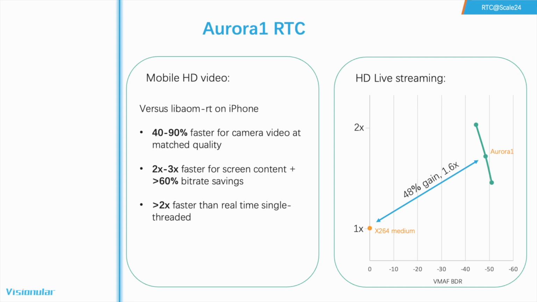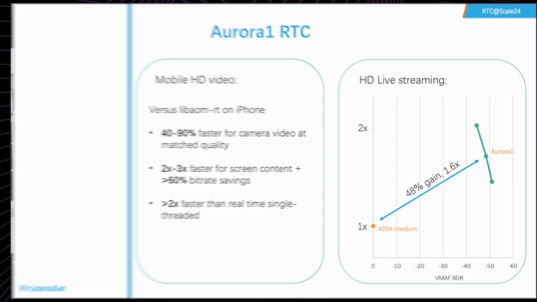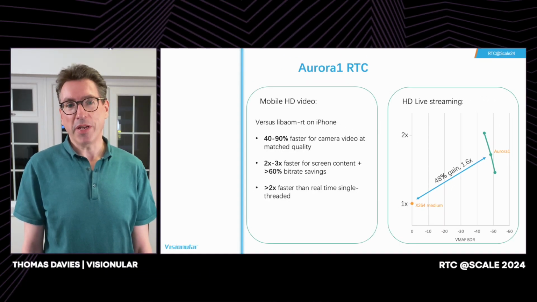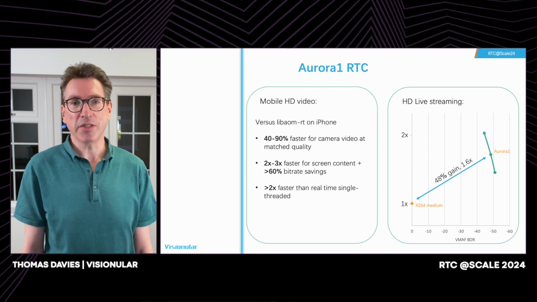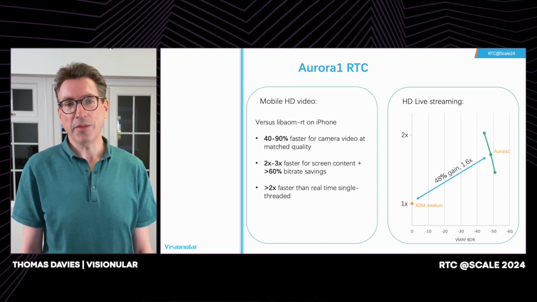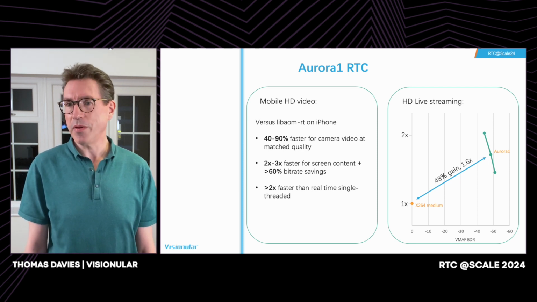Then for video calling, we implemented our encoder on the iPhone, on an iPhone 12 in fact, and we found that we could go 40 to 90% faster if we matched video quality, but we were several times faster for screen content while simultaneously giving large bitrate savings, 60% or more. And then we were doing all of this whilst being more than twice as fast as we needed to be for 1080p30 and 720p30 single threaded. Although, as I said, you might want to use multiple threads just in case.